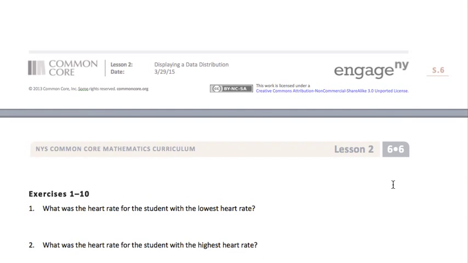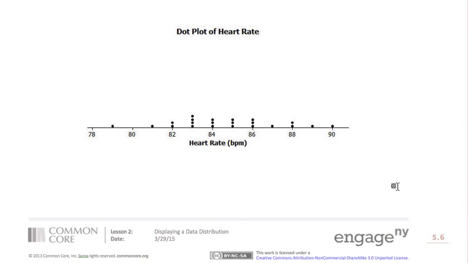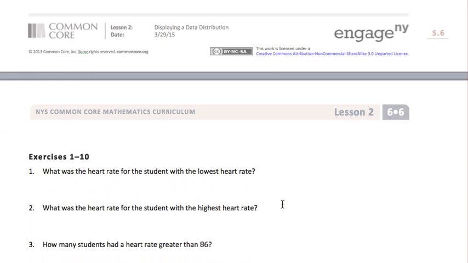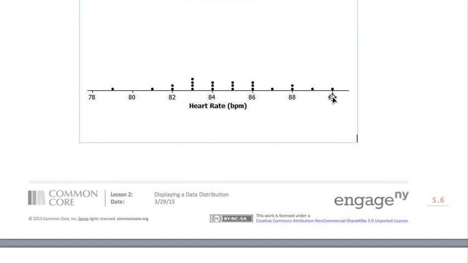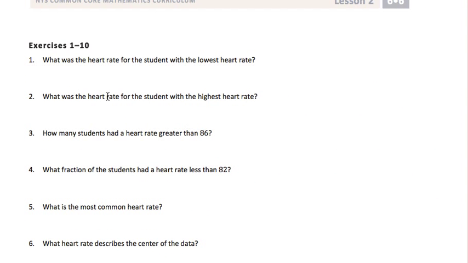Looking at the dot plot, what was the heart rate for the student with the lowest heart rate? Well, that was 79, and we can see on the dot plot the answers to these questions very easily. What was the heart rate for the student with the highest heart rate? That was 90. So we have 79 for the first, and then 90.